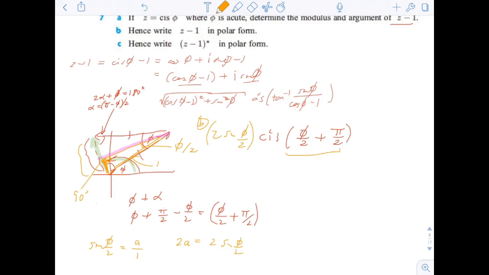Now for C, they would like to know the conjugate of that. And so basically to find the conjugate, we keep the same modulus, and then we change the angle so that it's negative of what it was. So it would be negative phi over 2 minus pi over 2.